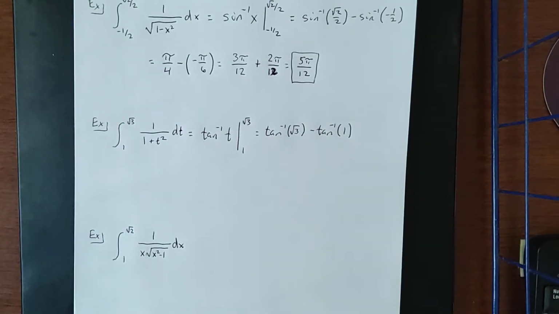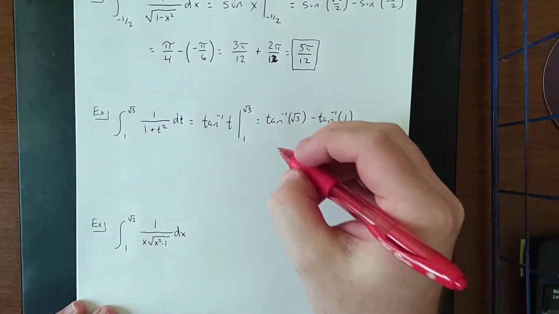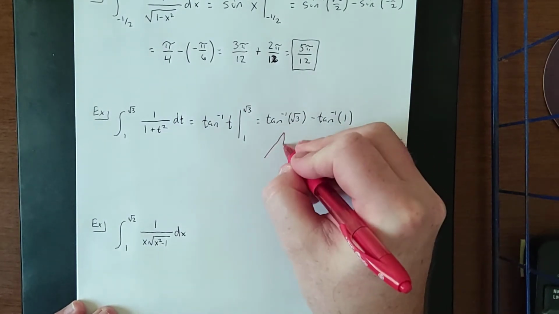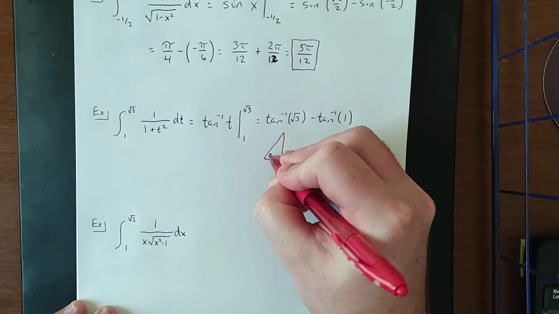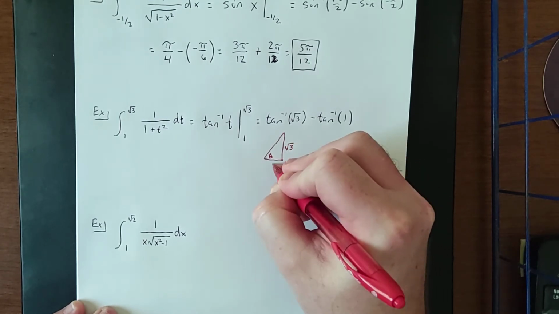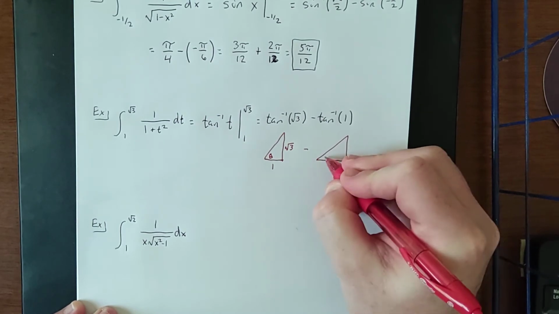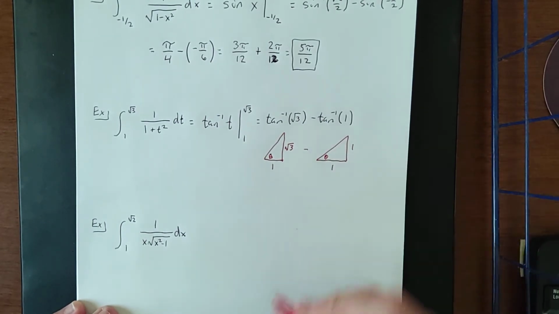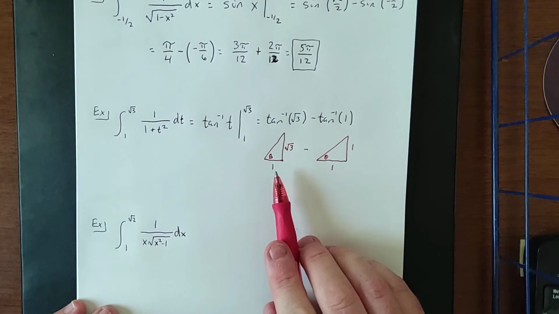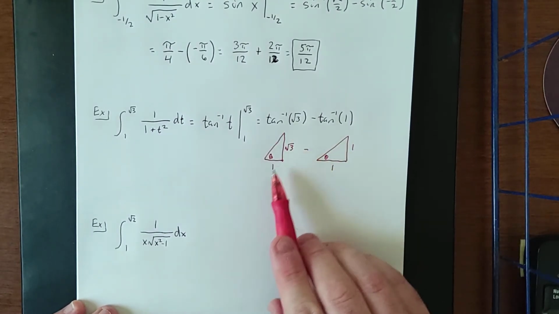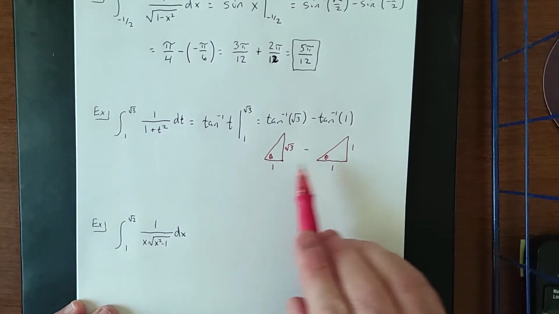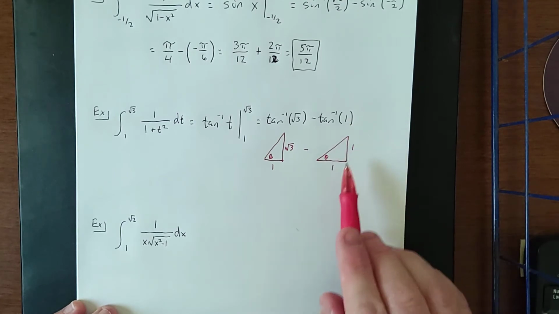Now, arctangent isn't nearly as easy to figure out as arcsine, so really what we're doing here is saying I want this angle minus this angle. In both of these cases, we'd be talking about the tangent that's opposite over adjacent, so root 3 over 1, and for the arctangent of 1, that's 1 over 1.